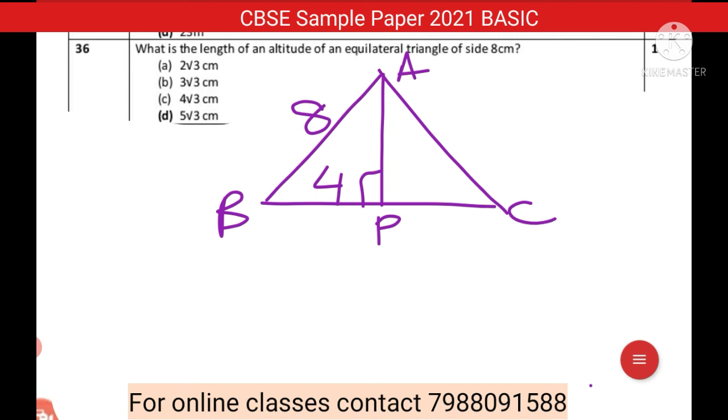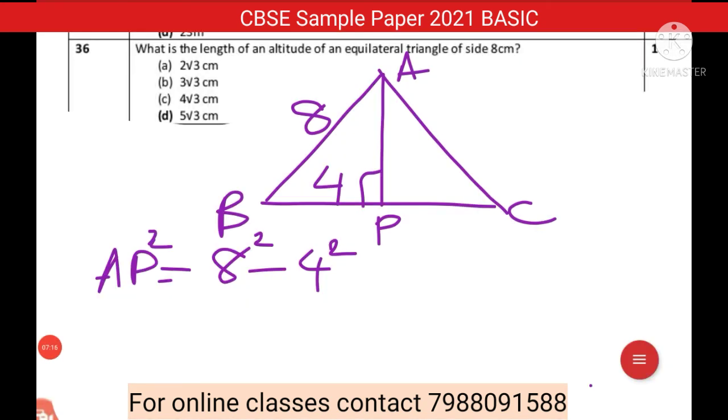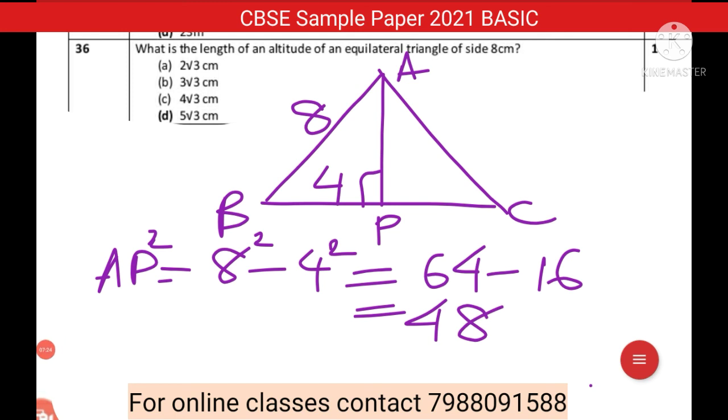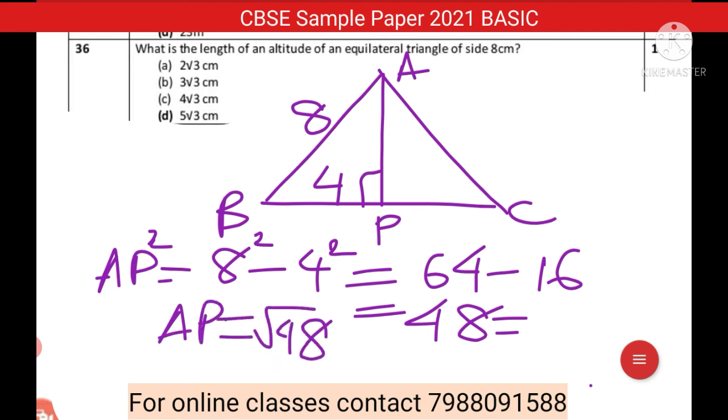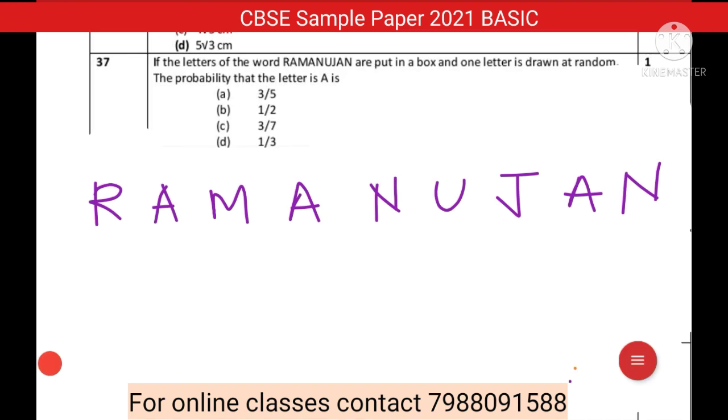Now, simply we have to apply Pythagoras theorem on AP square, which is equal to 8 square minus 4 square, and it gives me 64 minus 16, that is 48, and on solving, I get 4 root 3, because AP will be square root of 48 and square root of 48 will be 4 root 3. 4 into 4 is 16, into 3 48. Hence C is the correct option.